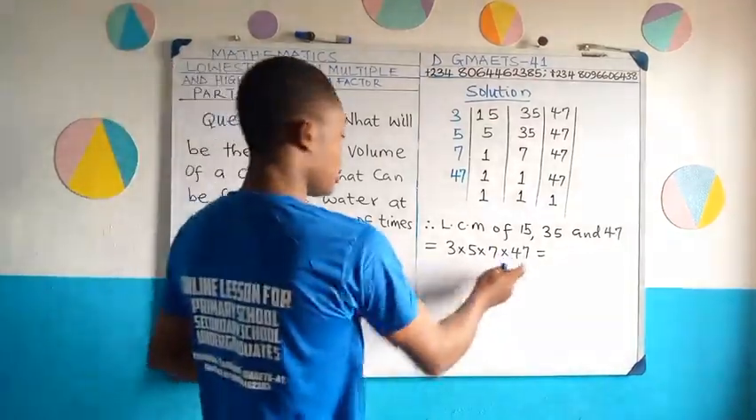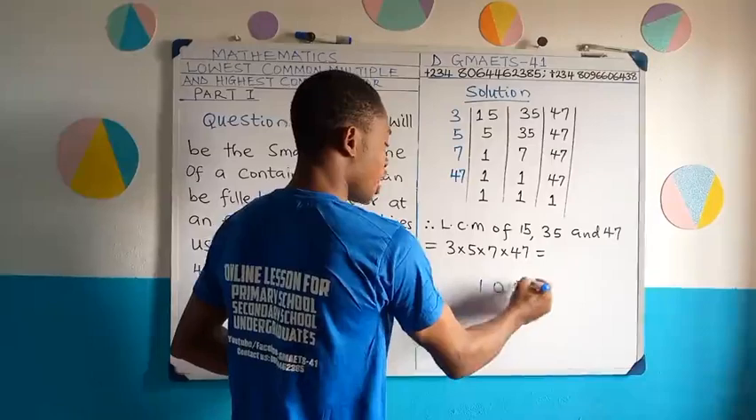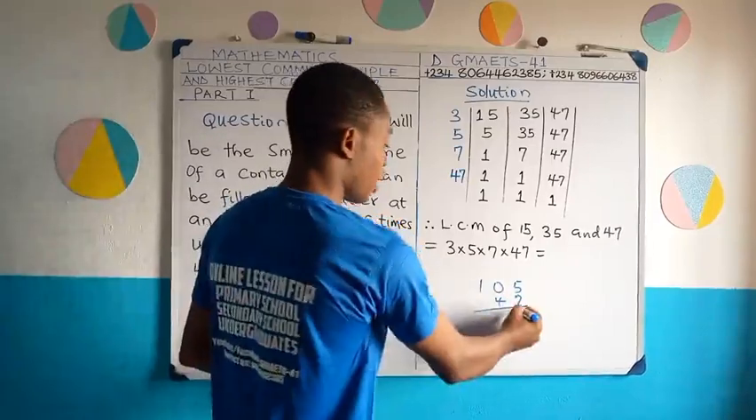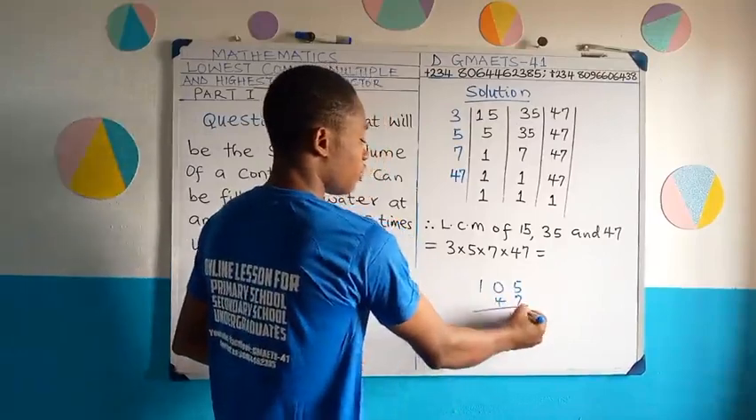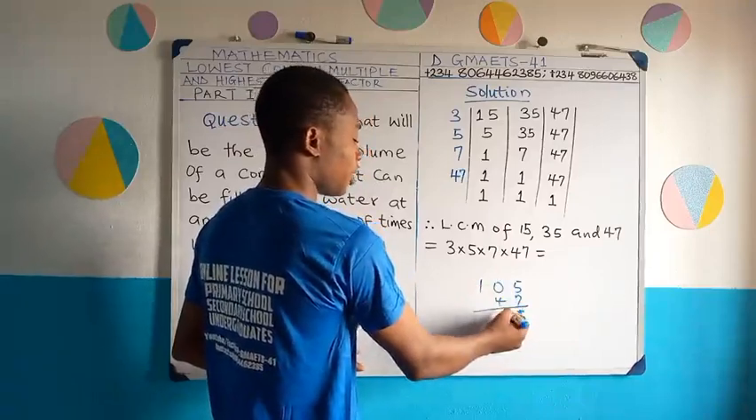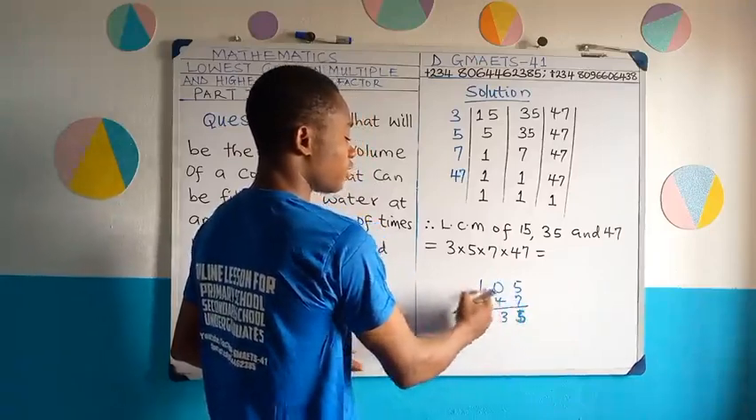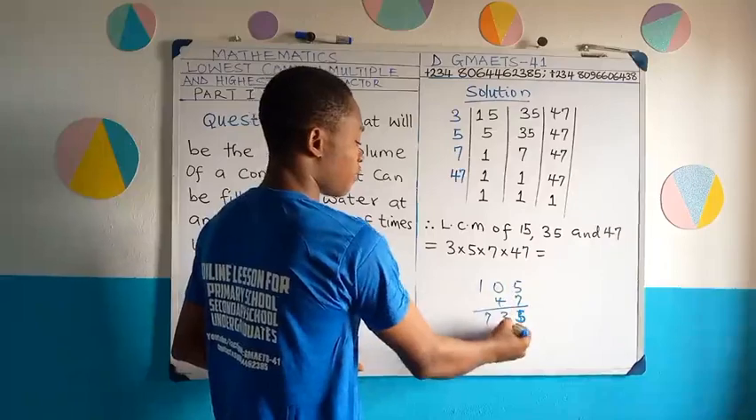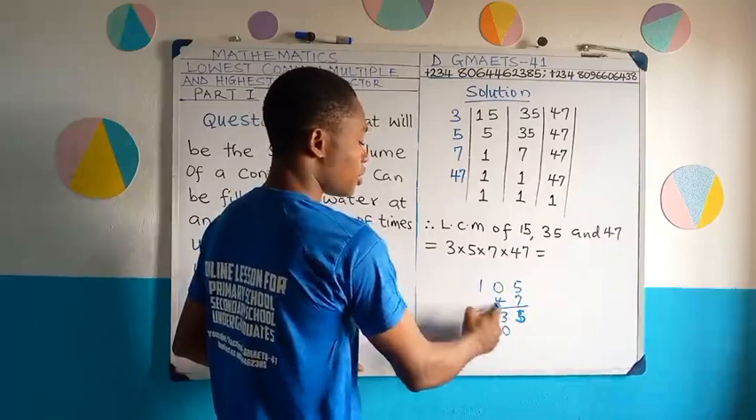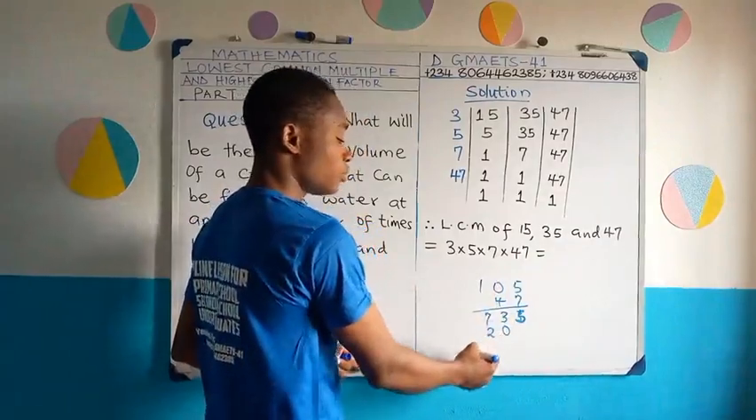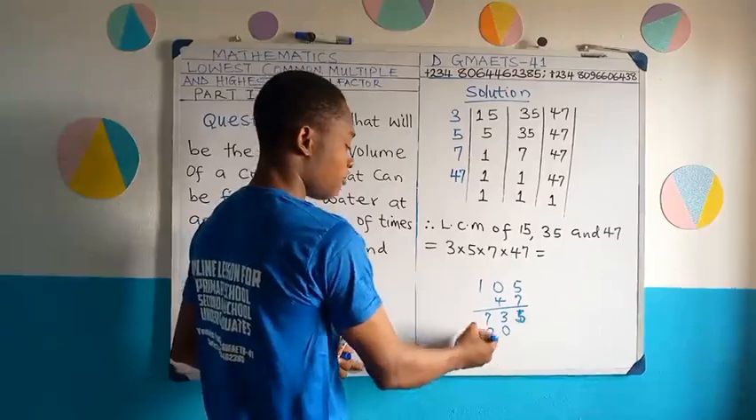So let me multiply this and see what we're going to get. 105 times 47. Alright, 7 times 5 will give us 35. 5 carry 3. 7 times 0 is 0. Plus the 3 would give us 3. Then 7 times 1, which is 7. Use this 4 to now multiply. 4 times 5 is 20. Write 0, carry 2. 4 times 0 is 0 plus the 2 you carry will give us 2. 4 times 1 is 4.